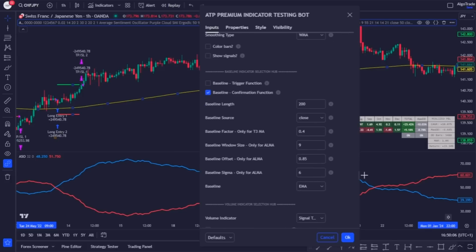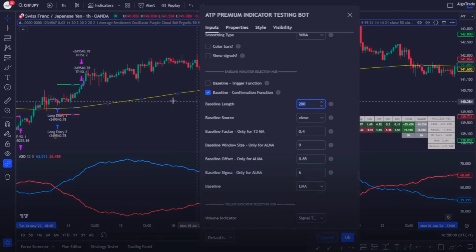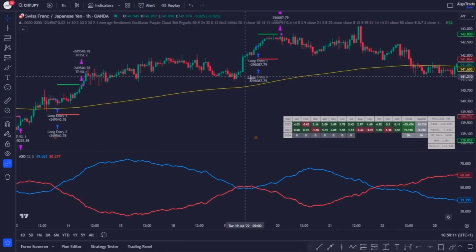Once we have set all the conditions we discussed earlier, including the average sentiment oscillator with a period of 32 and the 200 period EMA for baseline, the trading bot will display every valid trade on the charts.